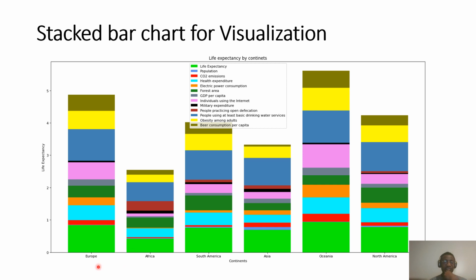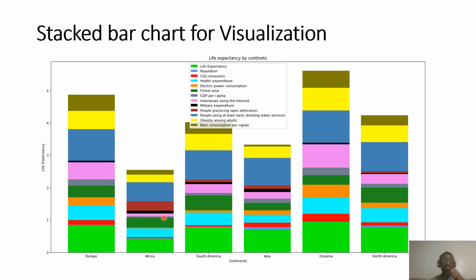Visualizing the data with a stacked bar chart, I have grouped the data by continents, and I have assigned different color codes to the dependent and independent variables. Taking a look at the continent Africa and comparing it with every other continent on the stacked bar chart, you will notice that Africa is characterized by low life expectancy. So let us see the features of Africa. Africa has a very poor GDP, and also a larger number of people practicing open defecation.